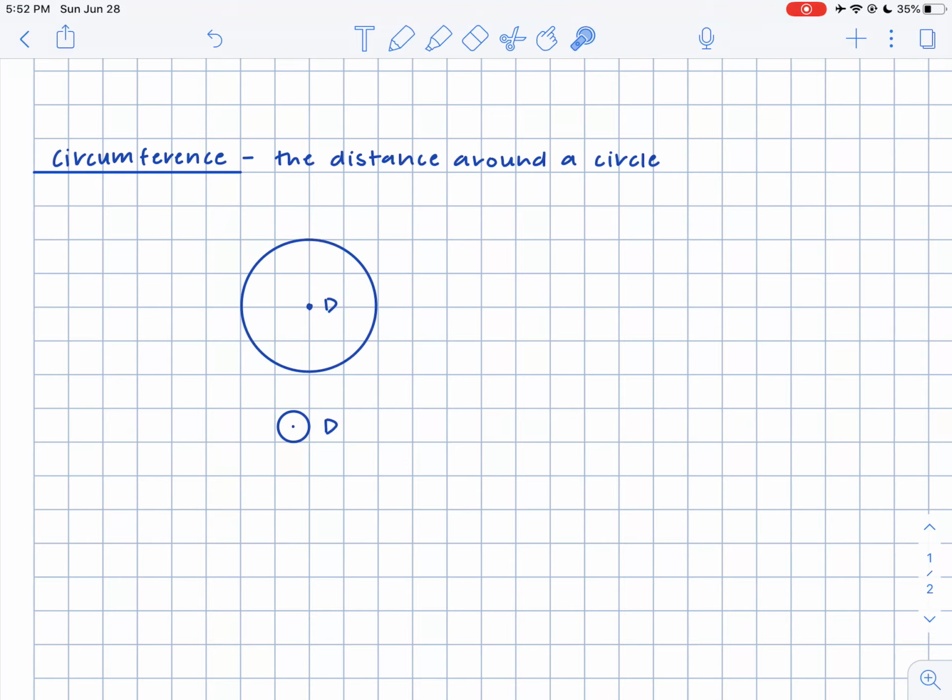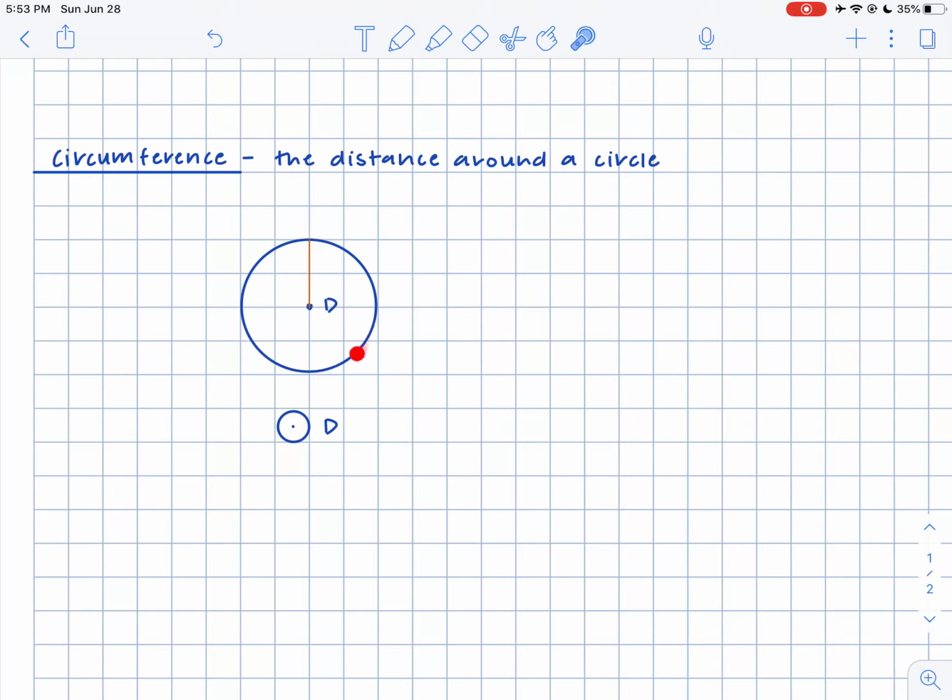But how would you calculate the circumference if you can't measure these sides? Because these are curved, right? It's not like a square where the sides are straight and you can measure it with a ruler. How can you measure a circle with the ruler all around? So this is when the radius comes in. You can actually use the radius to help you calculate the circumference.